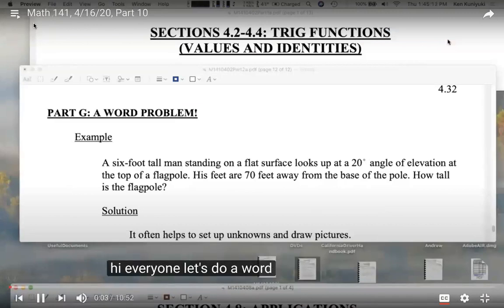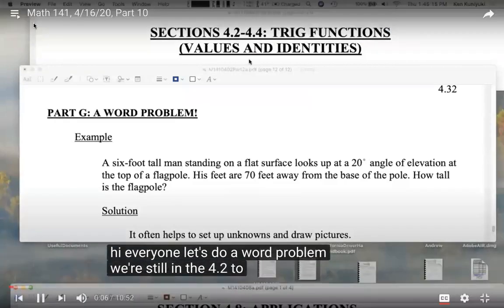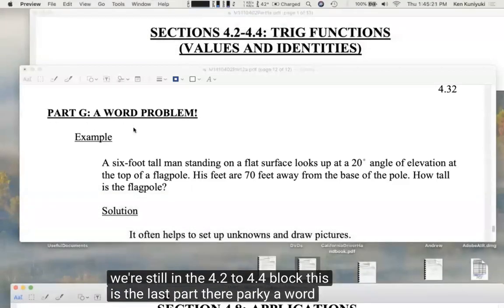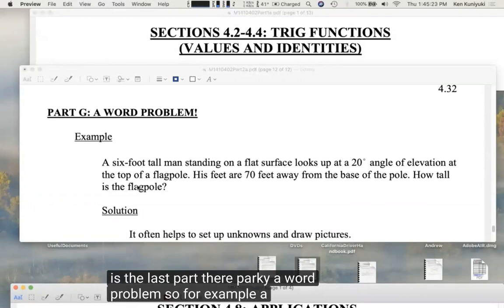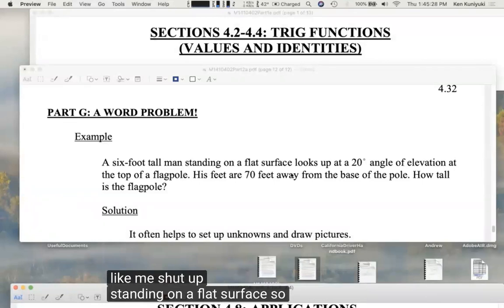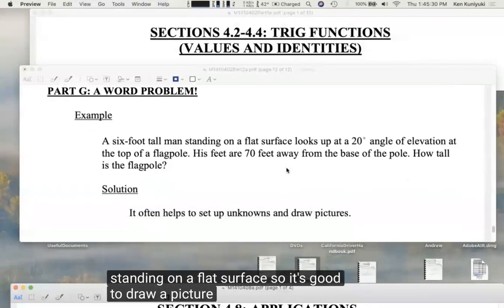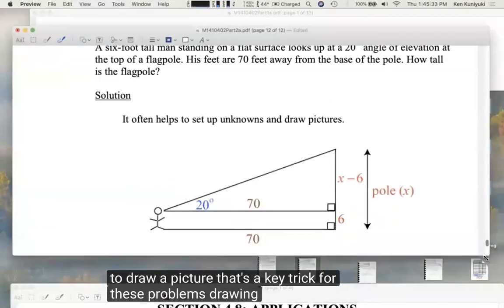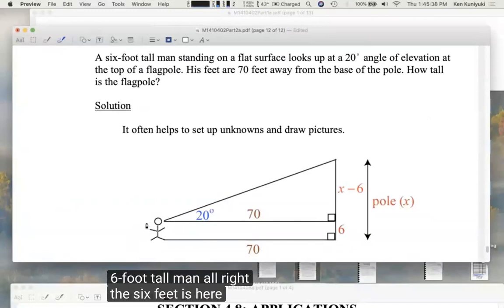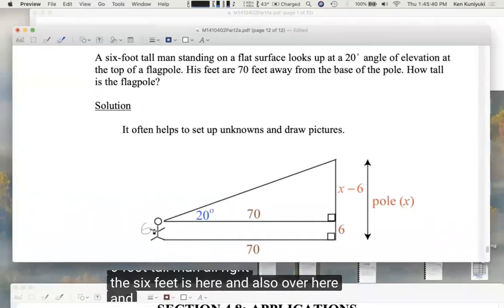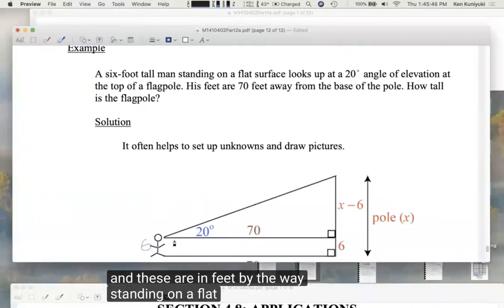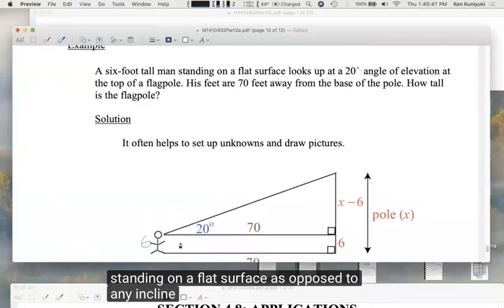Hi, everyone. Let's do a word problem. We're still in the 4.2 to 4.4 block. This is the last part there. Part G, a word problem. So for example, a 6-foot-tall man like me, standing on a flat surface. So it's good to draw a picture. That's a key trick for these problems, drawing a picture. So a 6-foot-tall man, right? The 6 feet is here and also over here. And these are in feet, by the way. Standing on a flat surface as opposed to an incline.